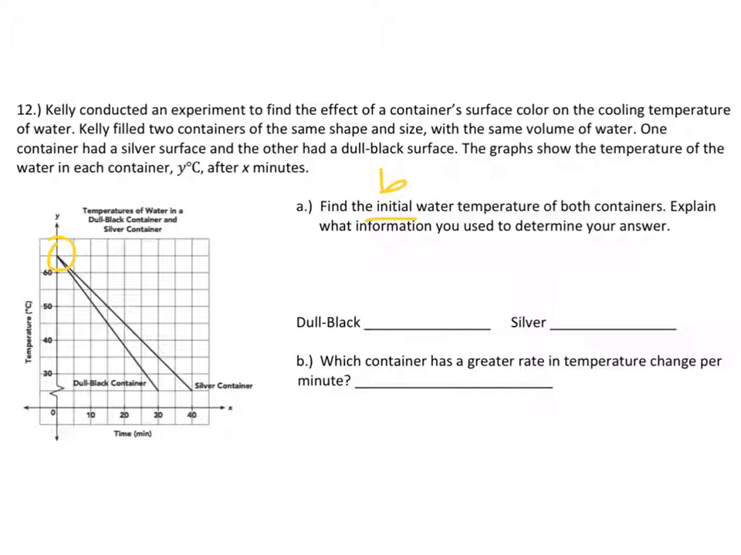Now let's be careful to read the y-intercept. Both lines are beginning at the same temperature, and it does appear that the blocks are increasing by 5. So that means that's at 65 degrees for both containers. So explain what information you use to determine your answer. I would say I use the y-intercept. And you could elaborate on that if you wanted to.